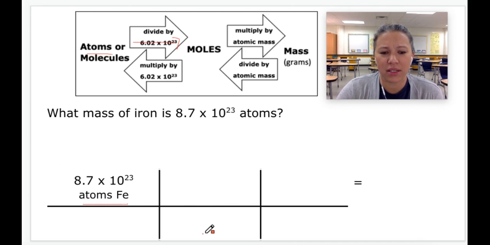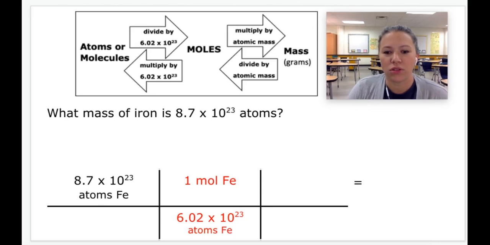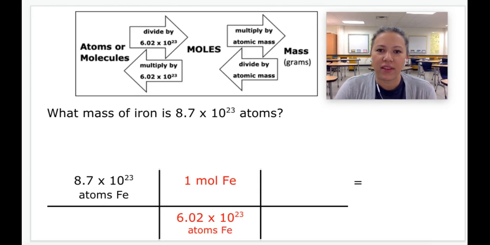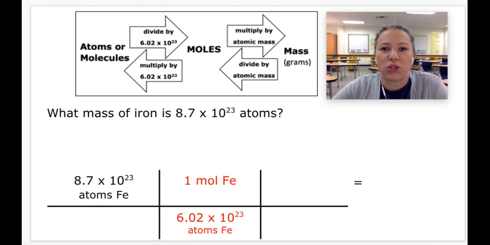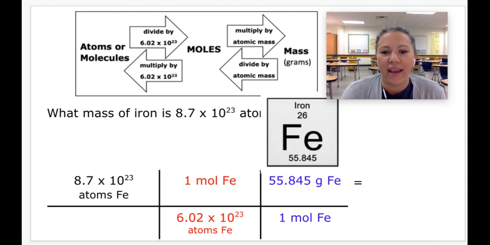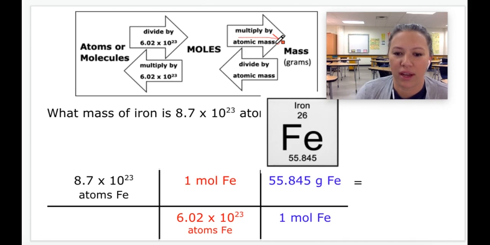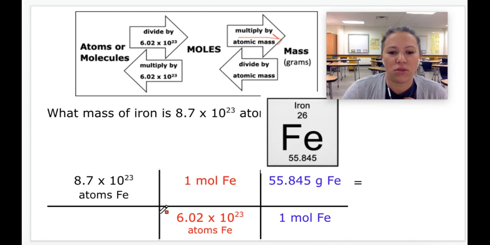So since I have atoms here, I know I need to have atoms on the bottom here. Avogadro's number, and then 1 mole of Fe on top. That is my placeholder. Remember, 2 things together equal each other. So 1 mole of Fe equals 6.02 times 10 to the 23rd atoms of Fe, atoms of iron. And then I'm going to multiply by my atomic mass. On the periodic table, iron has a mass of 55.845 grams. And now I'm ready to solve.